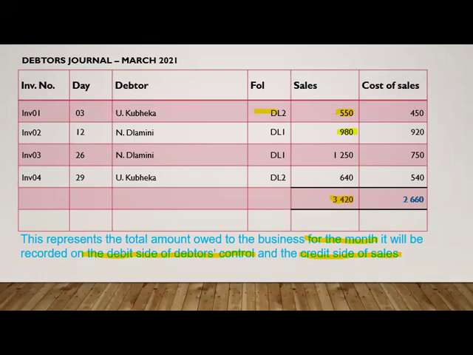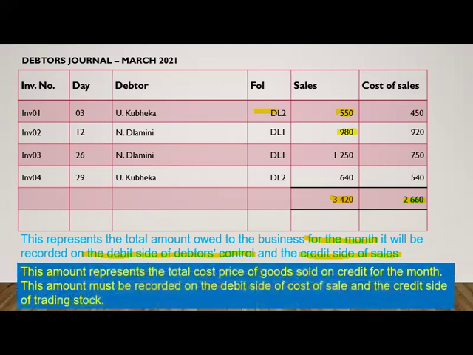And then I'm done with that. I'm going to come to this. What do I do with this? This is what you're going to do. It represents the total cost price of goods sold on credit for the month. This amount must be recorded on the debit side of cost of sales, highlighted, and on the credit side of trading stock. As we record them, I'll explain why.